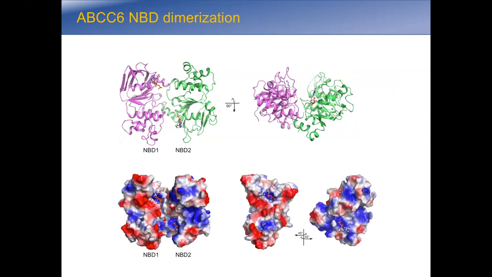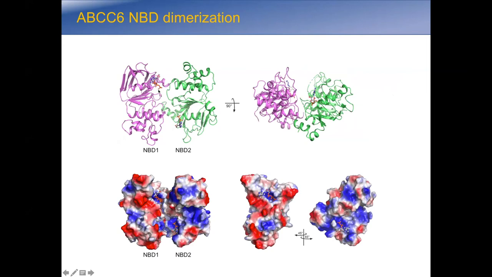And we can start to think about now how these two things come together. So now we have the ABCC6 NBD1 shown in purple and the NBD2 shown in green. Again, if you look at these, you can see that the patterns look more or less similar. We could make some images to show you, but it's really not so important for this talk. And then we've put the ATP molecules in.